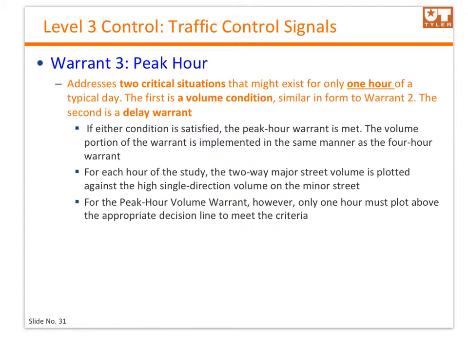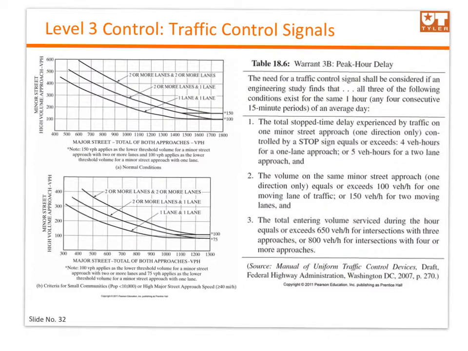For each hour of the study, the two-way major street volume is plotted against the high single direction volume of the minor street, and for the peak hour volume warrant, however, only 1 hour must plot above the appropriate decision line in order to meet that criteria. So this here is condition A, and this is condition B related to the delay. For condition A, under this warrant, I will plot all the 12 points, and if 1 point only is higher than the appropriate decision curve, this means the warrant is met.